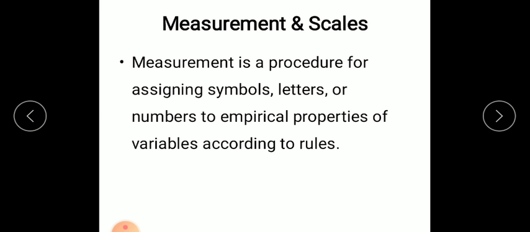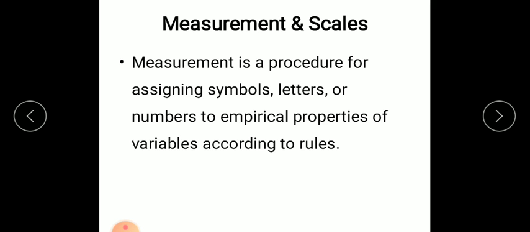For example, height of a person, age of a person, weight of a person. This can be measured. There are certain things which are easier to measure, like for example height of a person, whereas there are certain characteristics which are difficult to measure, like beauty of a person or intelligence of a person. So these have to be converted into certain different types of measurable forms. This is what we are going to study in today's lecture.